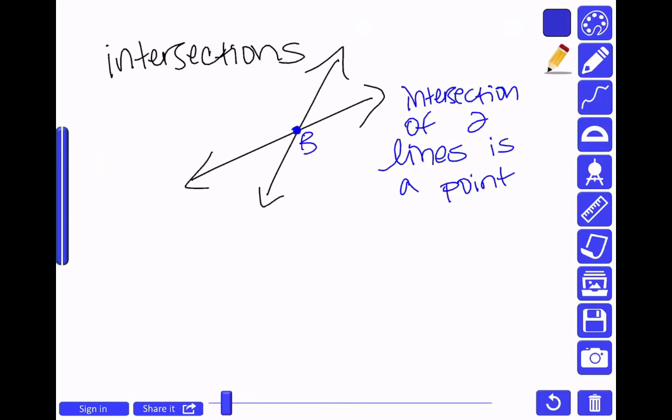It is possible for two lines to never intersect, in which case they would be parallel. It is possible for two lines to be the same line, in which case they would always intersect. Most of the time you will see that lines intersect at one point.